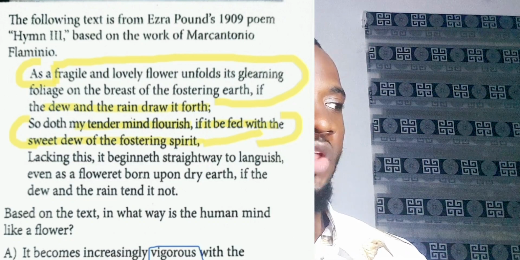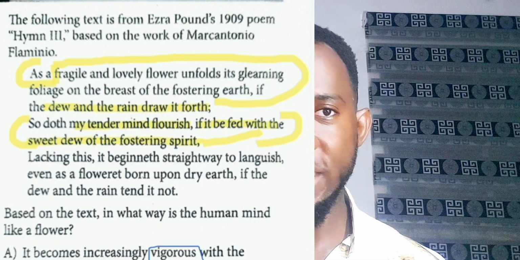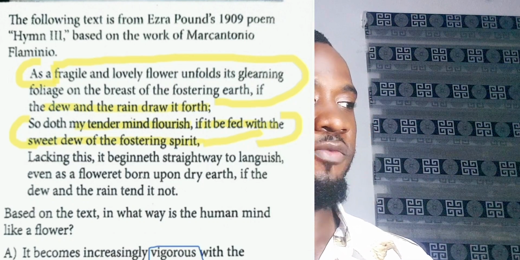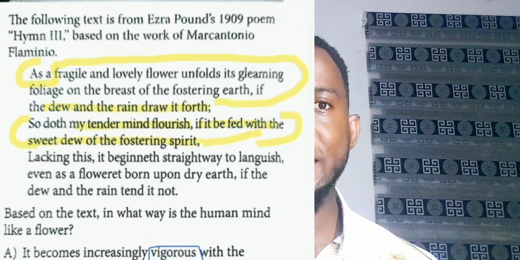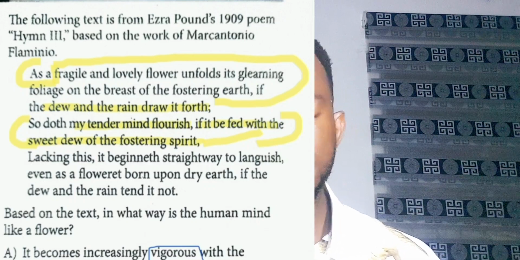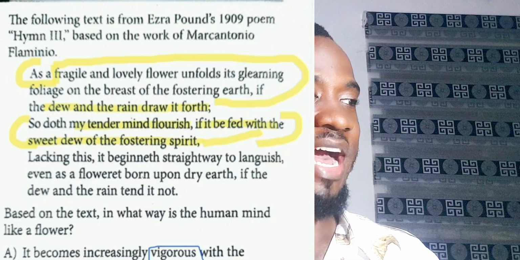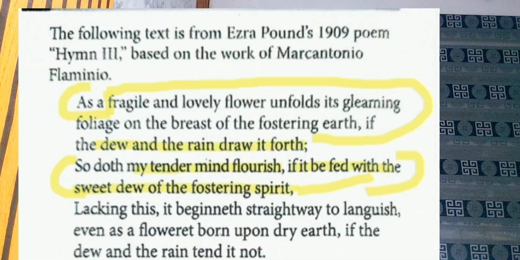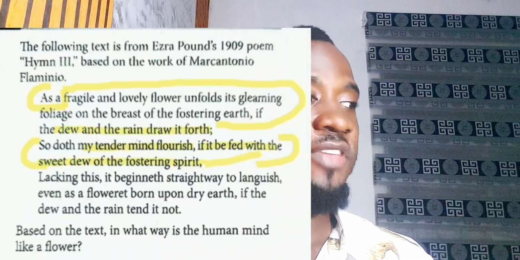The flower unfolds its gleaming foliage. That the flower is vibrant, it is opening up. That is what I can see from there. Then if the dew and rain draw it forth, so when there is dew and rain on it, it opens up its foliage. So I get that point. Now the flower tends to be gleaming, it opens up its foliage when rain falls on it. And we have "as", that subordinate conjunction there, already telling us that there is something coming through, which could possibly be what? A comparison, right?